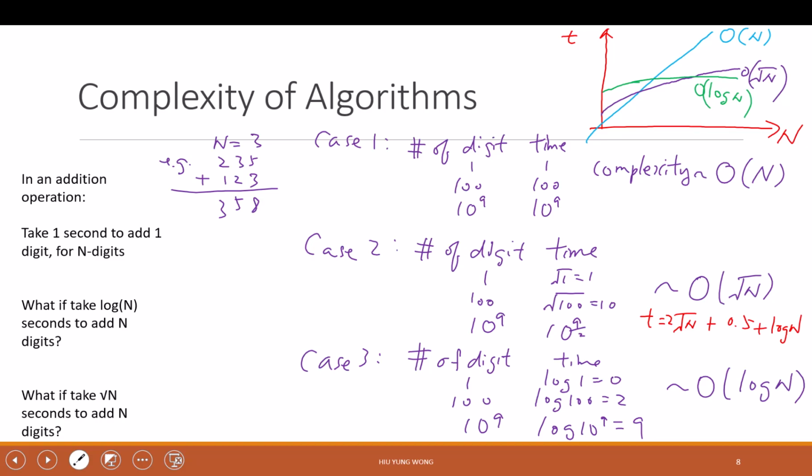Any questions about this complexity? You will see this very often, right? But you don't need to be able to calculate the complexity, right? I think in computer science class, they have a course just for algorithm and complexity. That actually is very difficult for me. Okay. But we just take it for granted.